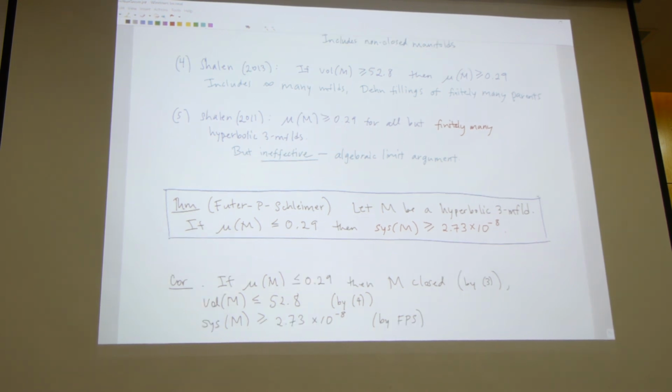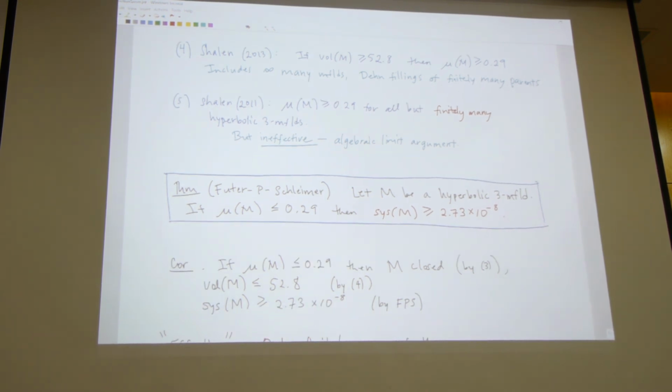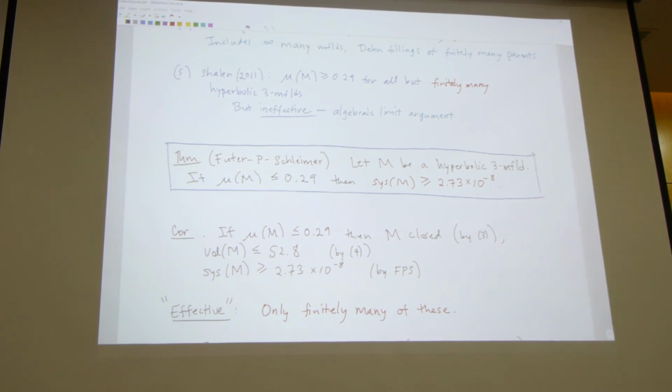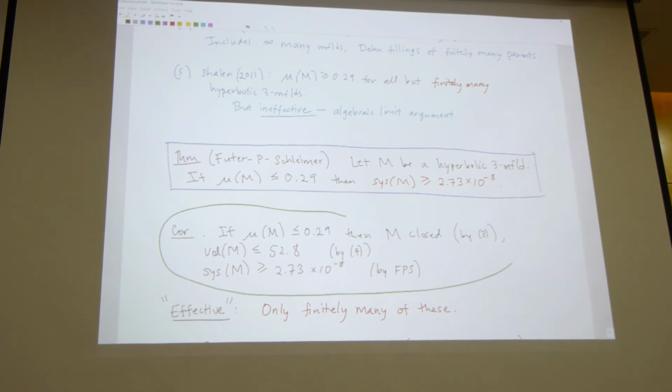Okay, so then we can put these things together. If the Margulis number is less than 0.29, then it follows that M is a closed manifold. This is by the Kohler-Shalin result. The volume is less than 52.8, by item number 4, which is still there. And the systole is at least 2.73 times 10 to the negative 8 by this effective theorem on the Dehn filling. Okay, so this now is effective. There are only finitely many manifolds that satisfy all these 3 things.